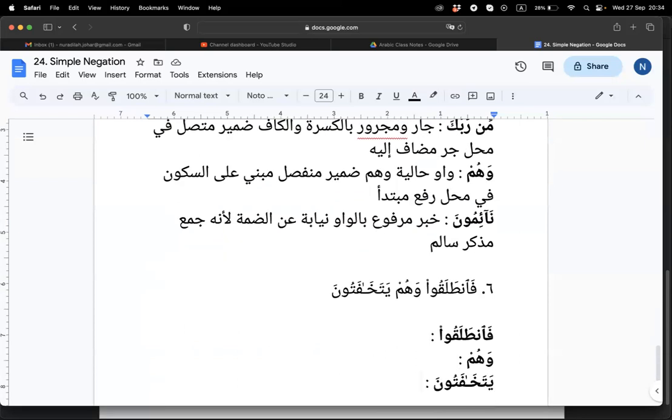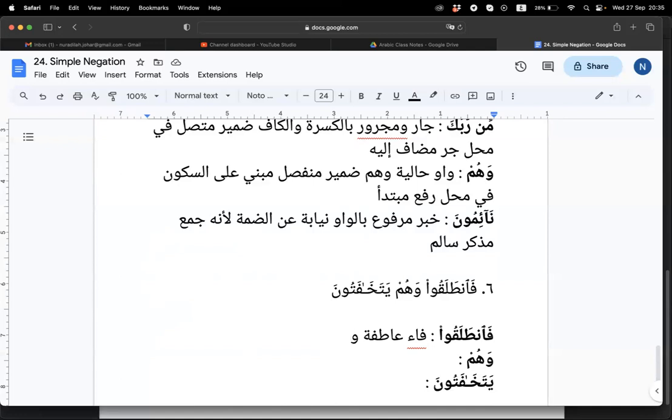Last one: famtolaku. This one, fa atifa. It looks like a fi'il. What kind of fi'il do you think? Maybe fi'il madi. Madi who? Madi what? As in the fa'il: madi huwa, madi huma, madi hum.